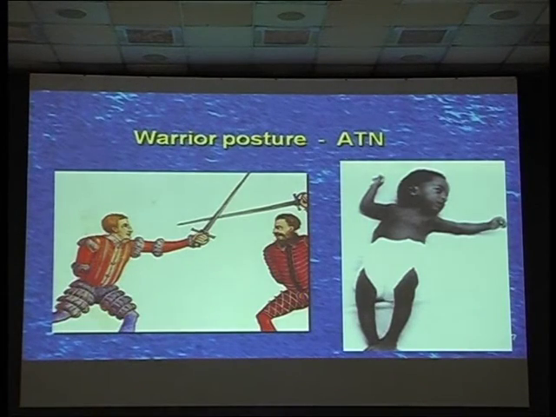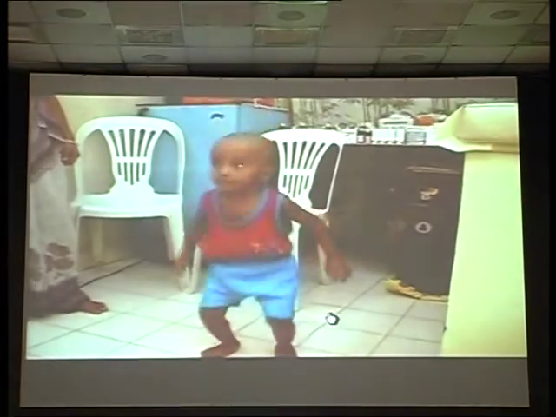This is the typical ATNR, asymmetric tonic neck reflex, between 2 to 6 months. When the child turns the head to one side, on the same side the arm and leg will outstretch, and the contralateral limbs will flex. We'll show some videos.